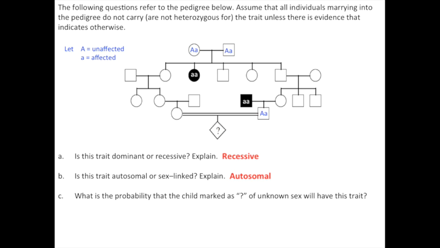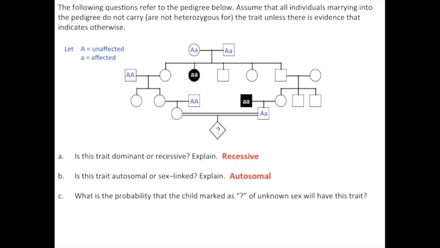And since we're told to assume that anyone coming into the family is homozygous unaffected, we know that these individuals are both big A. So now let's see who the question is asking about, and whose genotype probabilities we'll need to determine. We're trying to calculate the probability that question mark will be affected by this trait. Since this is an autosomal recessive trait, the only way that they can be affected is for both of their parents to be heterozygous. We already know that the father is heterozygous, but what about the mother?